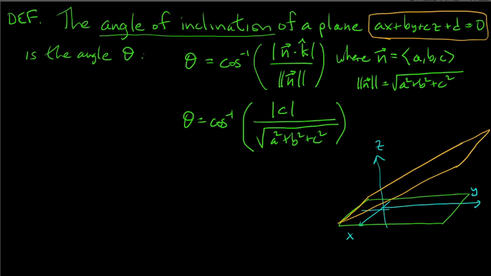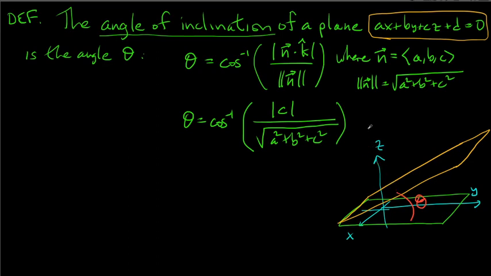So this plane, you can think of it as being tilted, right? This plane is tilted in this direction here, and it's tilted by some angle. This angle here, this is our theta. So that is our angle of inclination, right? And so how do we find that angle? Well, let's start with the normal vector n. So that's going to be normal to this plane here.